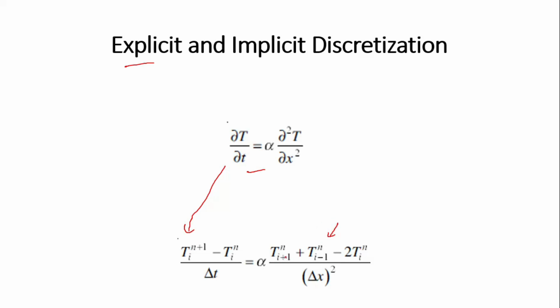Ti plus 1 at n. So this is what I'm looking for. I want to find the temperature at n plus 1 using the current value. That's what n means. It is a forward difference method in the time domain and central difference in the space domain. So we can apply different kinds of discretization in both the time as well as the space domain, and that's what I've given.